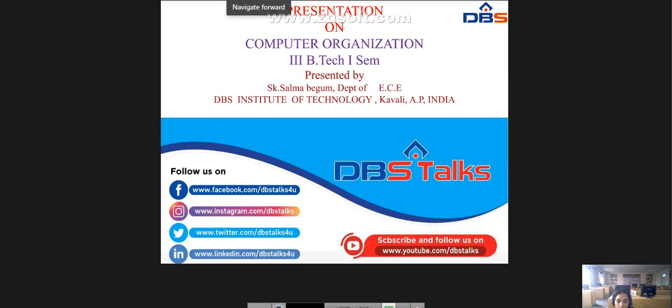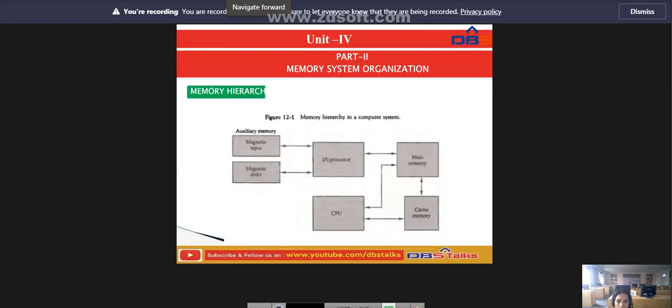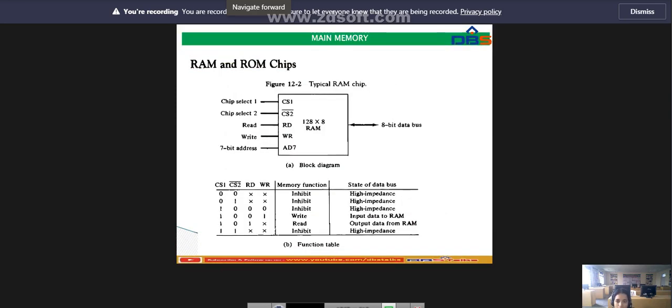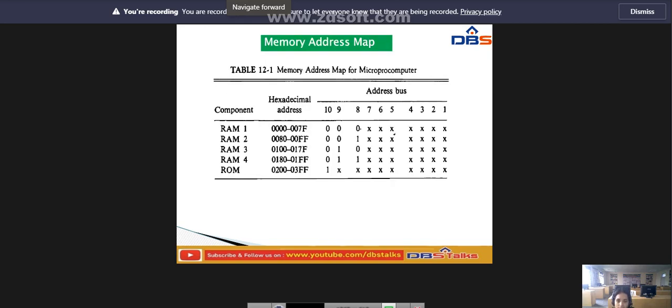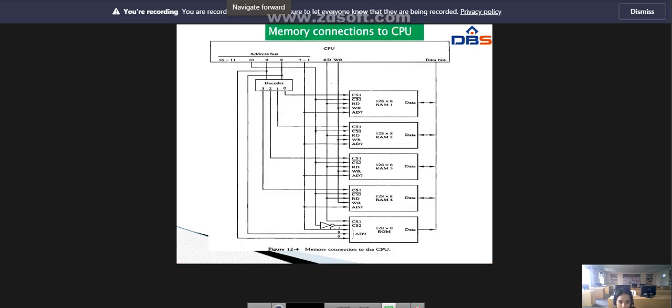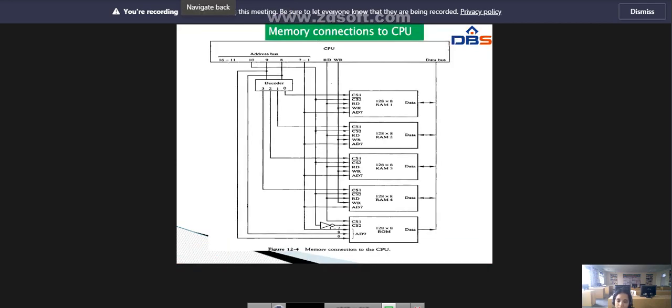Coming to the topic auxiliary memory. Today I am going to discuss the auxiliary memory, which is the secondary storage. In the previous video class we discussed the memory hierarchy and RAM and ROM chips, the diagrams of the ROM chip, the memory address map, and the memory connection to the CPU. Up to here we have discussed in the previous video class.